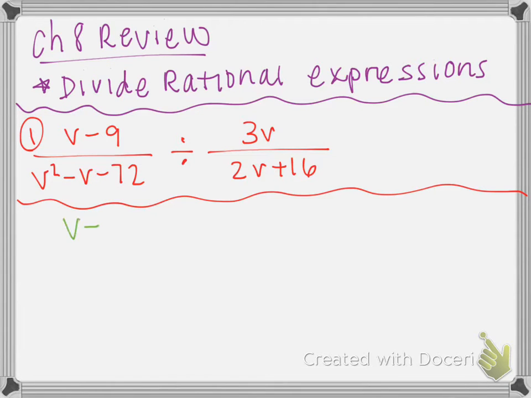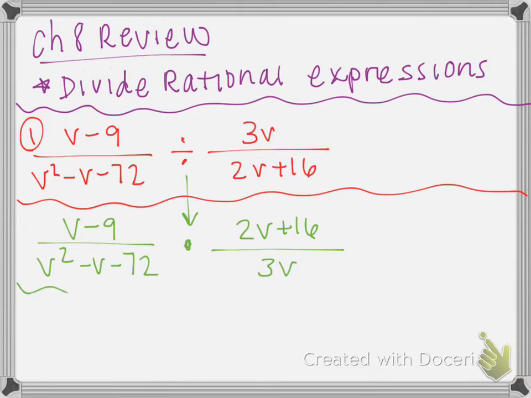So you're going to keep the first fraction the same. You're going to change the middle sign to a multiplication, and you're going to take the reciprocal of the second fraction. So you're just going to flip it. After that's done, you need to try to factor anything that's possible. So v minus 9 can't factor.